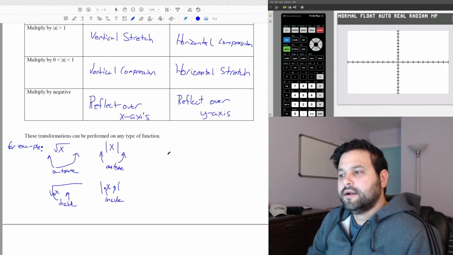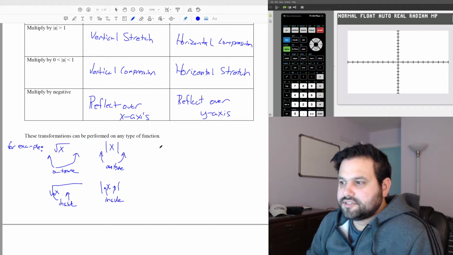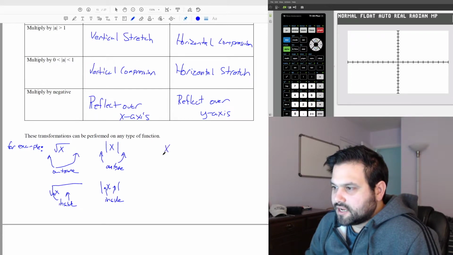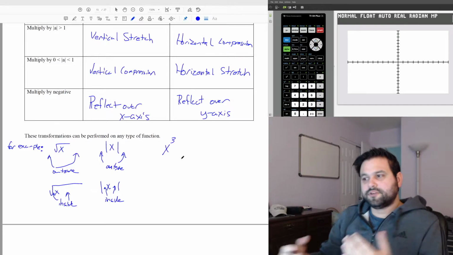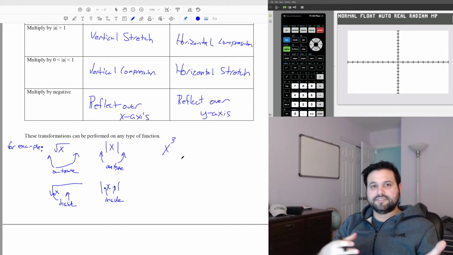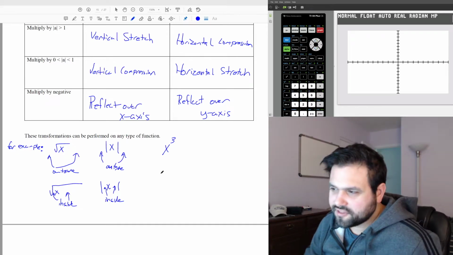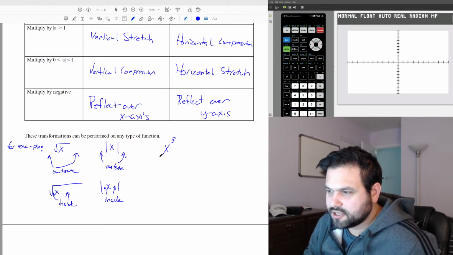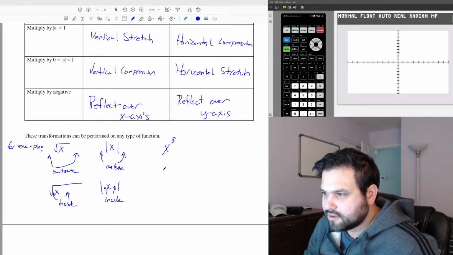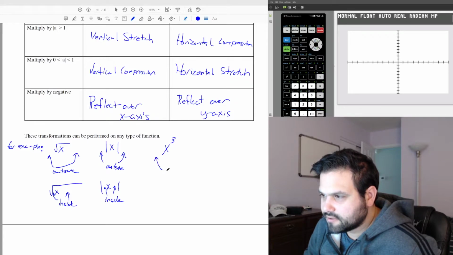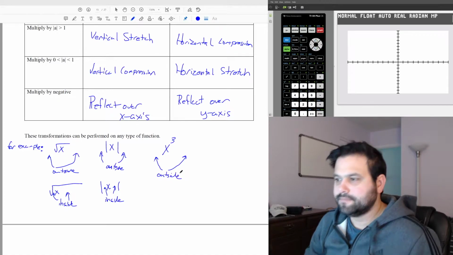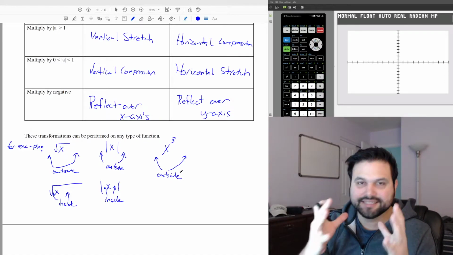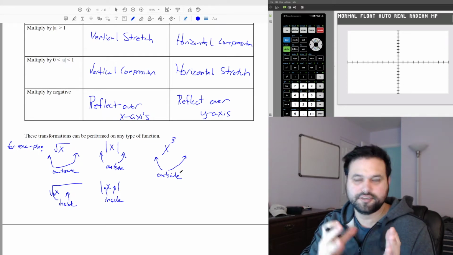What's not as easy to see would be something like x cubed. If I'm talking about the x cubed function and outside versus inside, what am I exactly talking about? Outside is a little more straightforward: it would be anything here or out here. But for inside, I have to be inside the cubed part of the function.